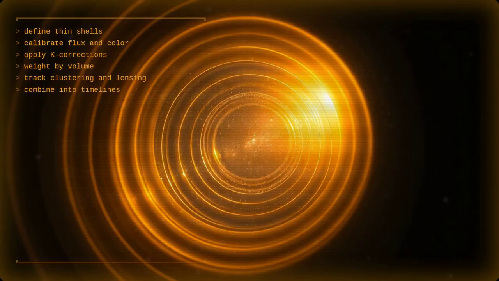They carve surveys into hundreds of narrow, contiguous redshift shells. Each shell tracks galaxy clustering, lensing, and motion at one epoch. Flux dims with distance, so calibrations correct brightness and color. K-corrections match observed bands to rest-frame light across redshift. Volume weighting counters the changing size of shells with distance. Then they combine shells into clean time tracks of growth.